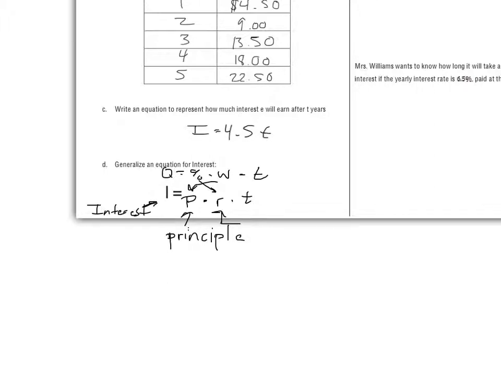R is the interest rate. That's the percentage per year, and T is time. And one thing to know about time is that it's always per year. So we're always talking about a number of years here. So if we're ever given something other than years, then we have to actually convert it to years. And we're going to see a problem like that here in a second.